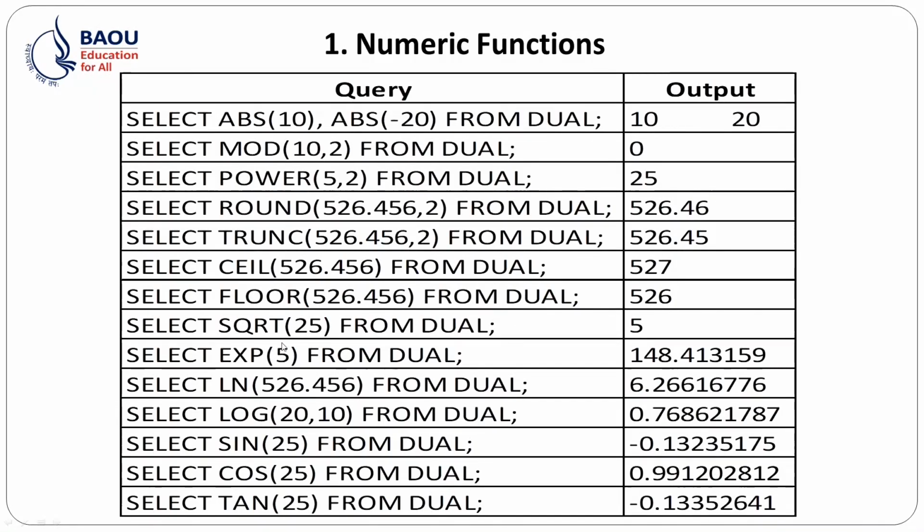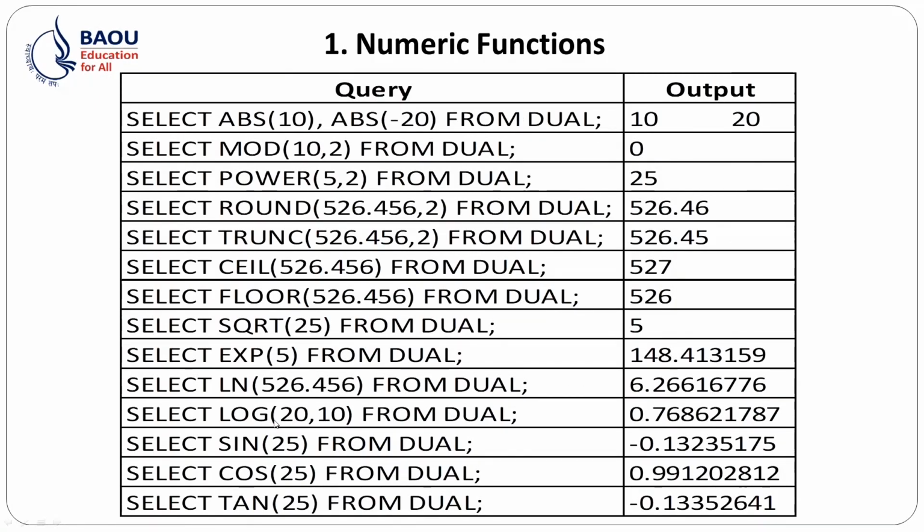Now the square root function displays 5, because the square root of 25 is 5. Next is the exponent function. Exponent means e raised to the power n. So it displays the exponent of 5, which is this. Now the next is the logarithm. After the ln, this value is written.